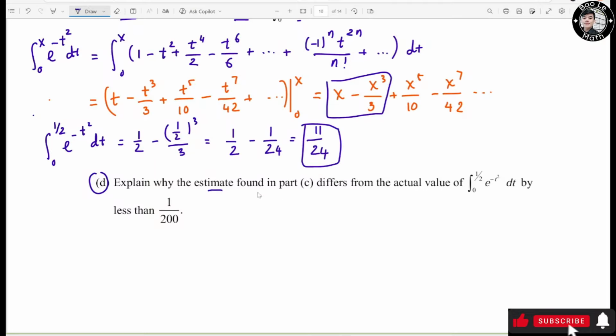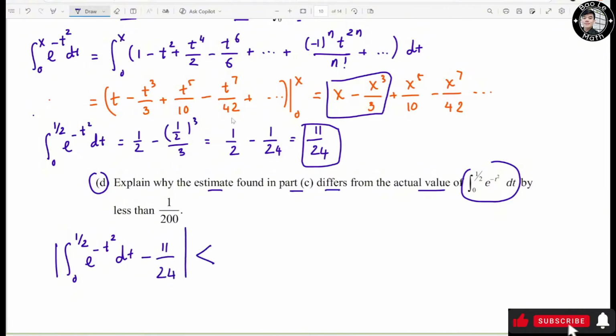Explain why the estimate found in part C differs from the actual value of this guy by less than 1 over 200. So we have the absolute value of the integral from 0 to 1/2 of e to the negative t squared dt subtract this guy right here, 11 over 24, always less than the third omitted term, which is this guy right here. But s equals 1 over 2, right? So we have 1/2 to the 5th over 10.